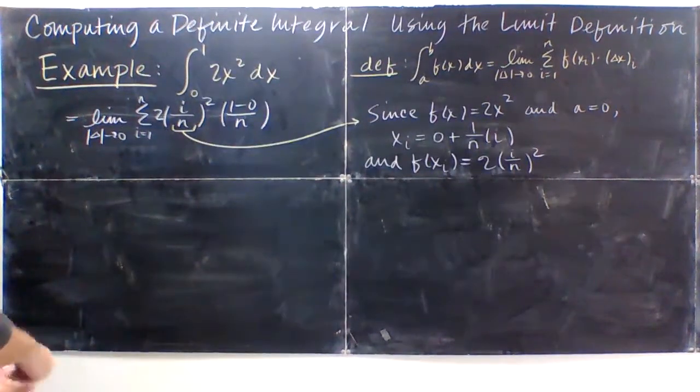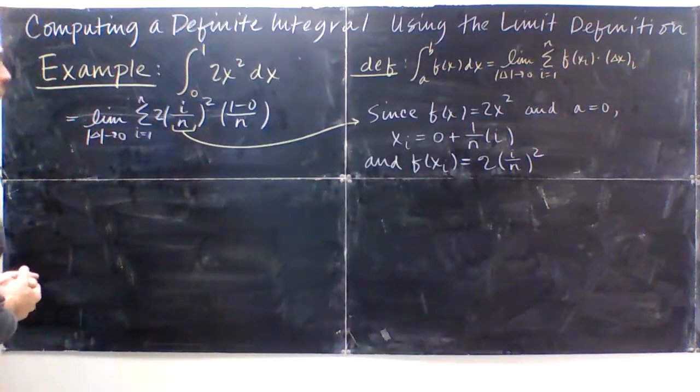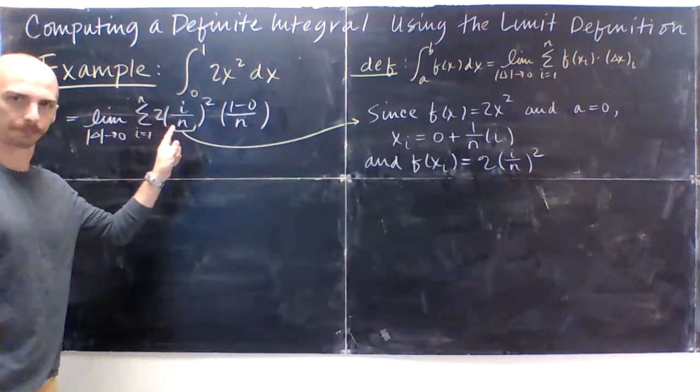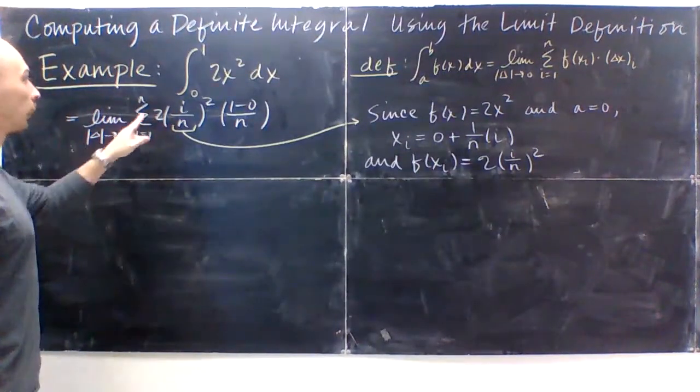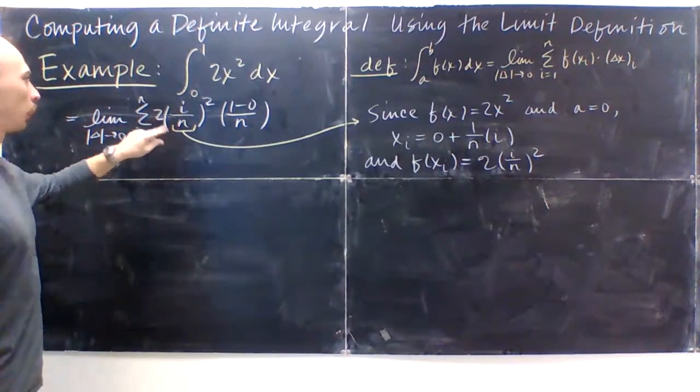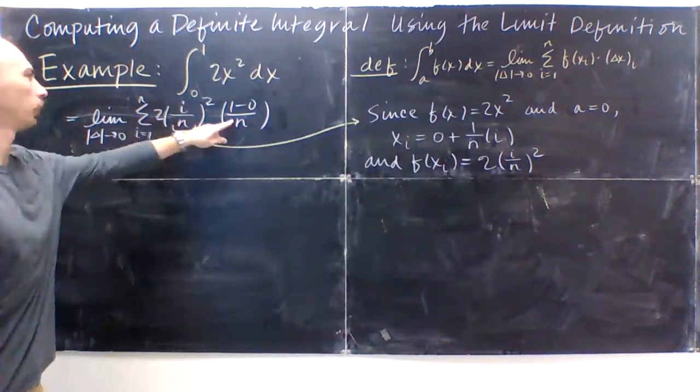All right, now, the really nice thing about this is that this is a sum over i. So what I'm going to do is factor out the 2 over n squared, or maybe I'll just factor out the 2 over n right here.